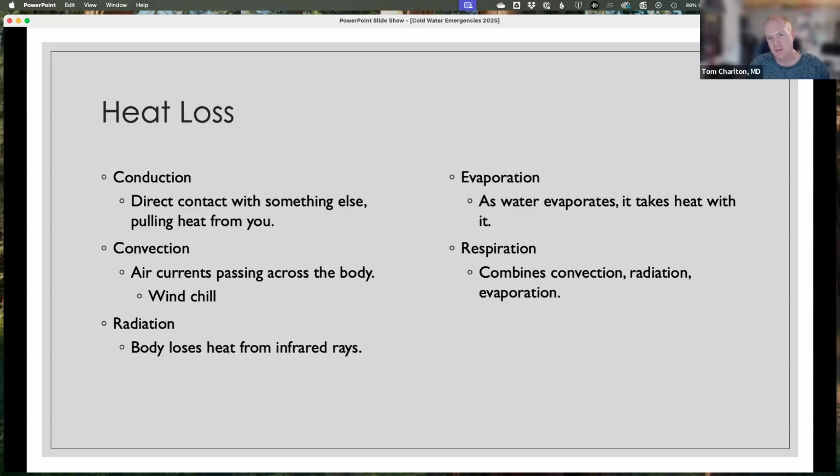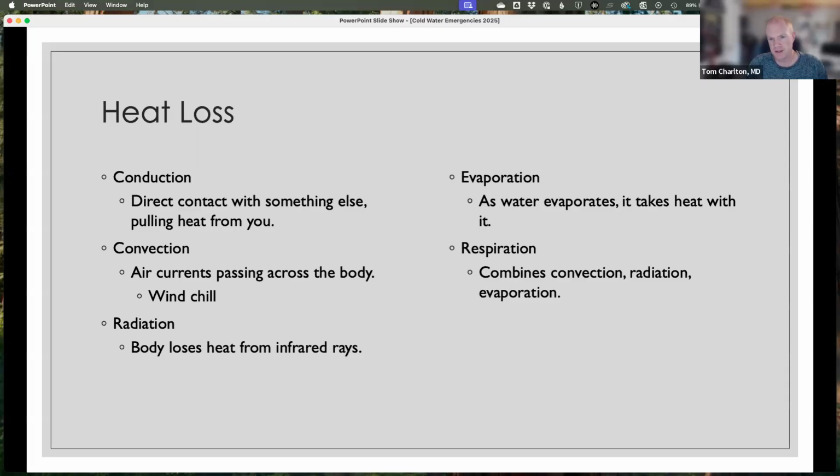Evaporation is also incredibly important. As the water evaporates, it has to undergo a phase change. It goes from a liquid to a gas, and that takes heat. So it takes heat away from you. It's why we sweat. It's why standing in front of a fan when you're hot and sweaty feels so much better. You're not only getting that convective heat loss, but now you're allowing better evaporation of that sweat to occur. And so it takes even more heat away from you.